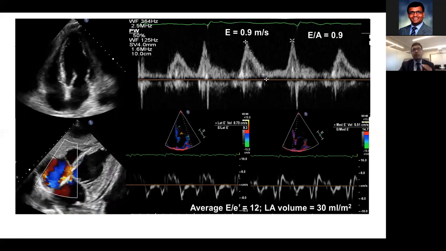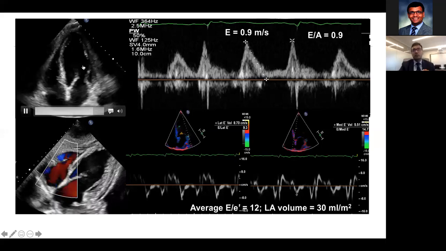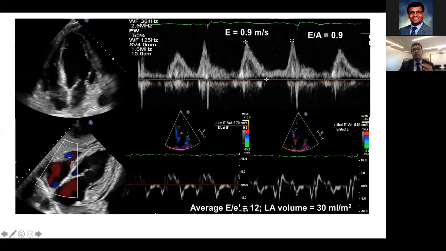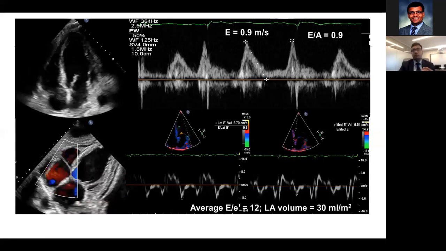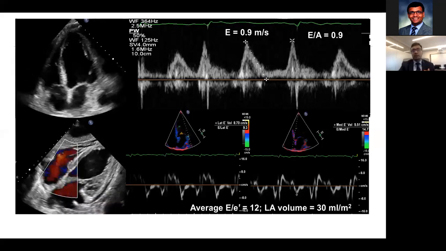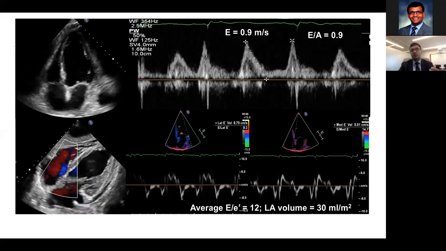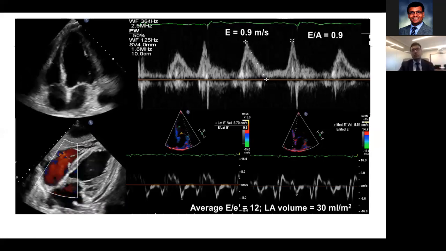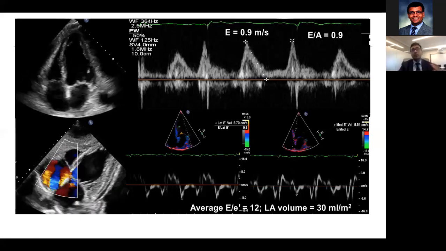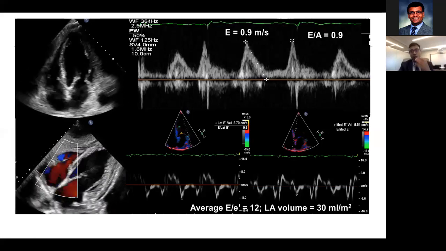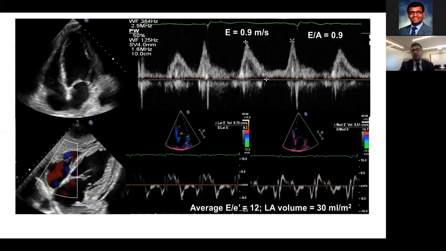Once you have presence of LV systolic dysfunction, wall motion abnormalities, the question is not whether diastolic dysfunction is present or not. The question is, what is the grade of diastolic dysfunction? Because diastolic dysfunction is present since the patient already has an underlying myocardial disease or myocardial dysfunction. So we go directly to step 2 after saying that this patient has diastolic dysfunction. Now, what's the grade of diastolic dysfunction?